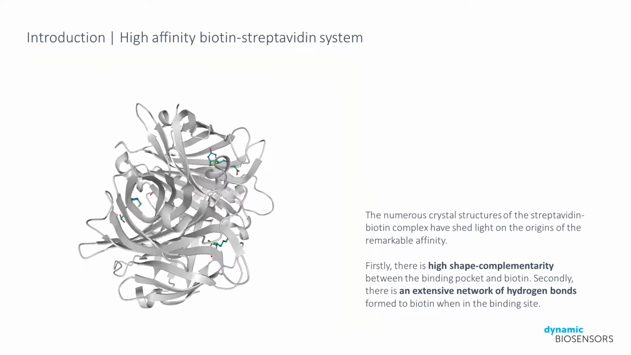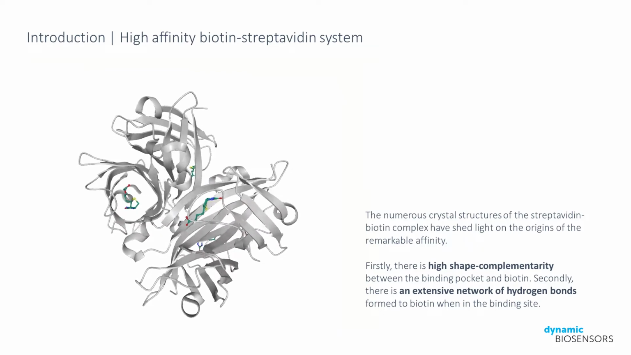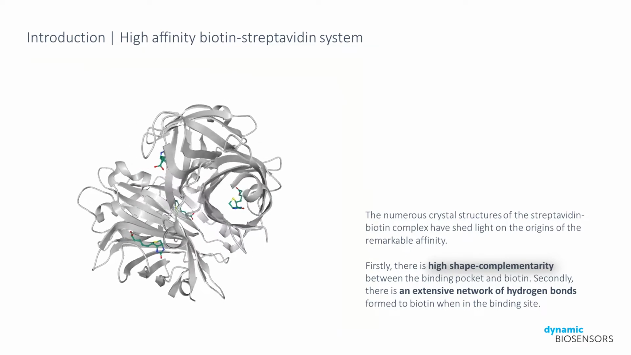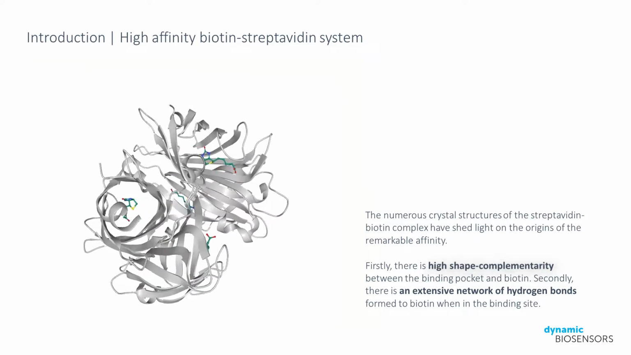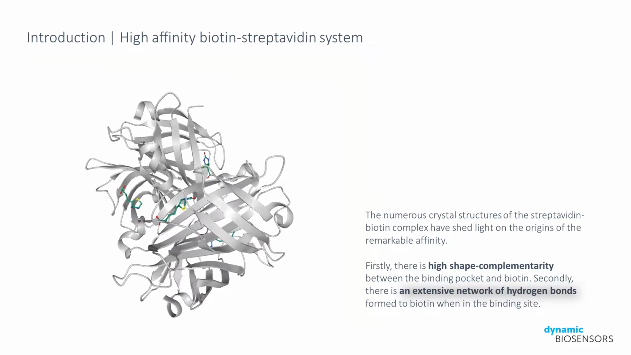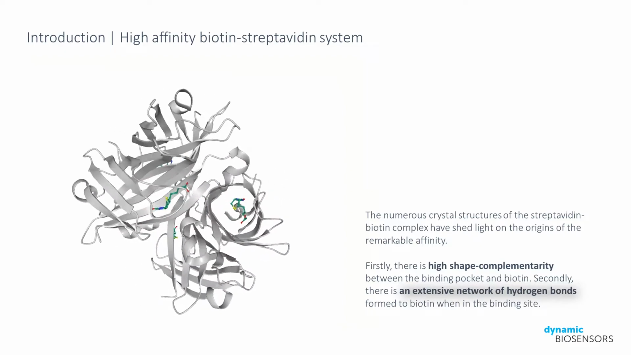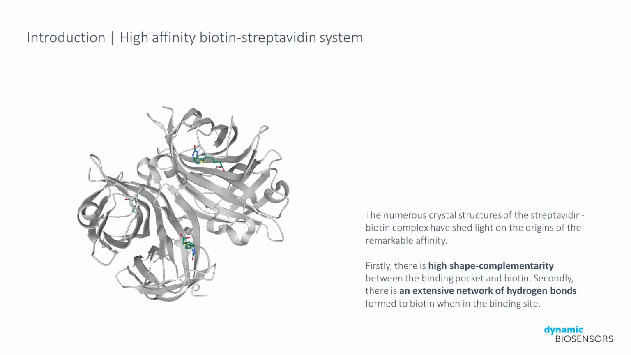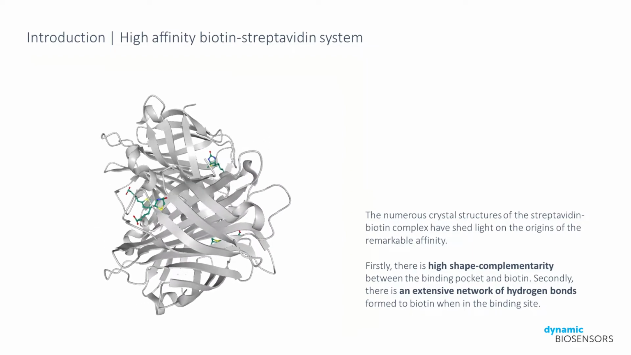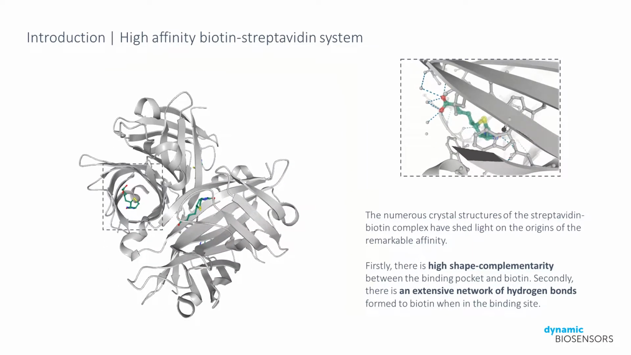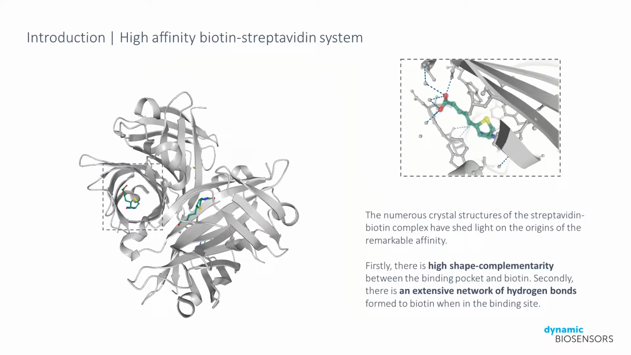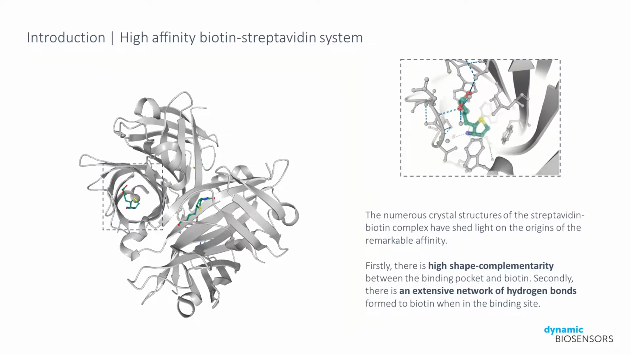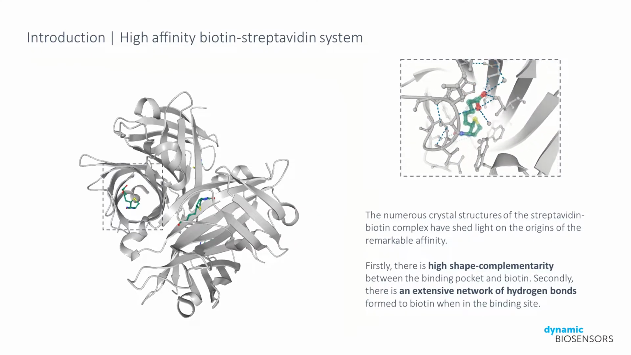Numerous crystal structures of the streptavidin-biotin complex have shed light on the mechanism of this affinity. Firstly, there's high shape complementarity between the binding pocket and biotin. And secondly, there's an extensive network of hydrogen bonds formed to biotin when it is in the binding site. There are 8 hydrogen bonds directly made to residues in the binding site, the so-called first shell of hydrogen bonding, and if we zoom in, the biotin binding pocket is hydrophobic with numerous van der Waals force mediated contacts and hydrophobic interactions with biotin when in the pocket, which is also thought to account for this high affinity.